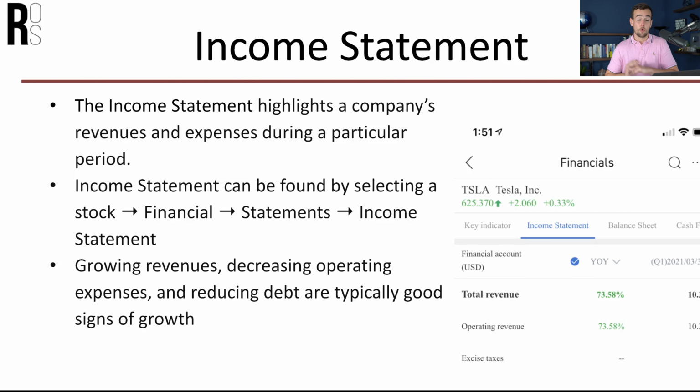And that cost of revenue, or how much they're spending on going out there and getting that business, is referred to as operating expenses. So that is what you're going to see when looking at the income statement. So if operating expenses are growing at a faster rate than revenue, that would be a bad sign.